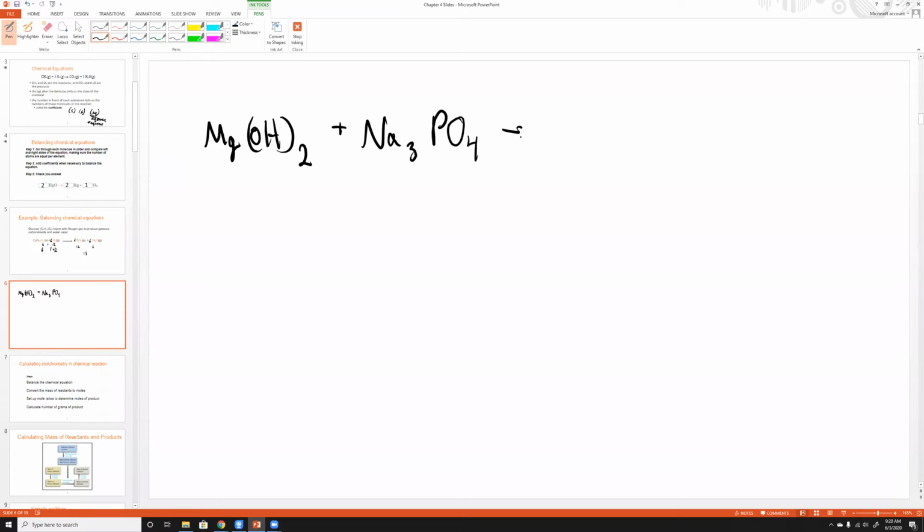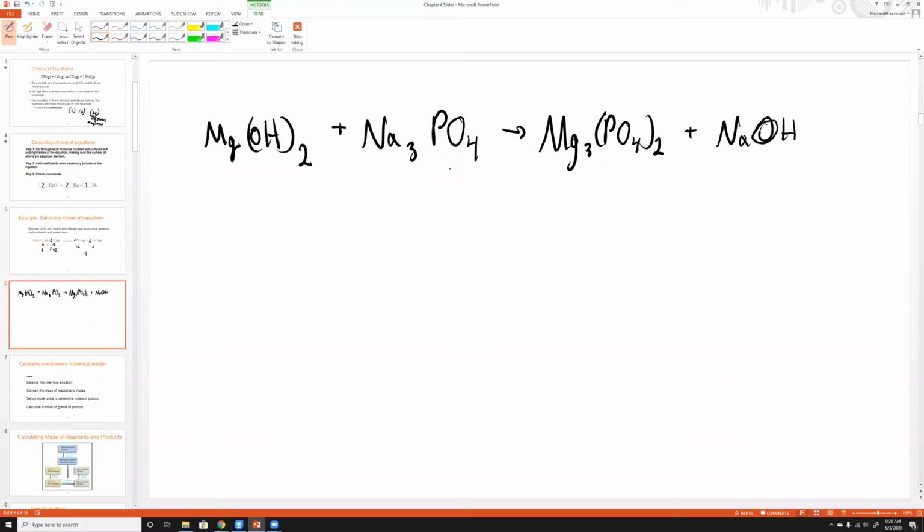Na3PO4. So when this reacts, this is called a double displacement reaction. And it will create magnesium phosphate, which will be Mg3PO4 plus NaOH. So basically, you can see what happens in the reaction. You can see that basically the cations and anions switch. So if you switch the magnesium with the sodium, you get this product.